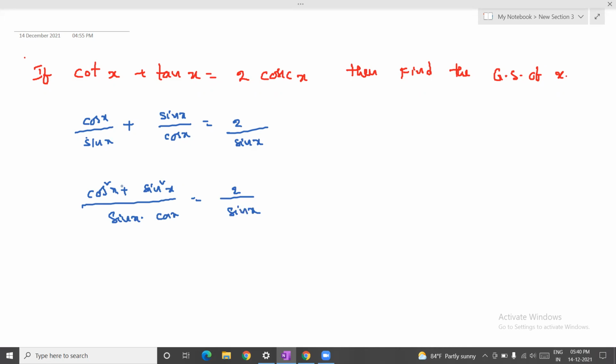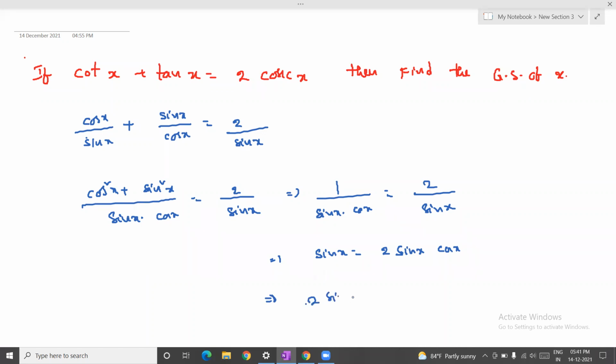So here, this whole thing will be 1. So this will be 1 by sin x cos x equal to 2 by sin x. If I am cross multiplying, sin x is equal to 2 sin x cos x. Generally, we will cancel. We should not cancel here because sometimes the cancellation will make us wrong. I will show you why it will be wrong. What will happen? If I take sin x to this side, I will get 2 sin x cos x minus sin x is 0.